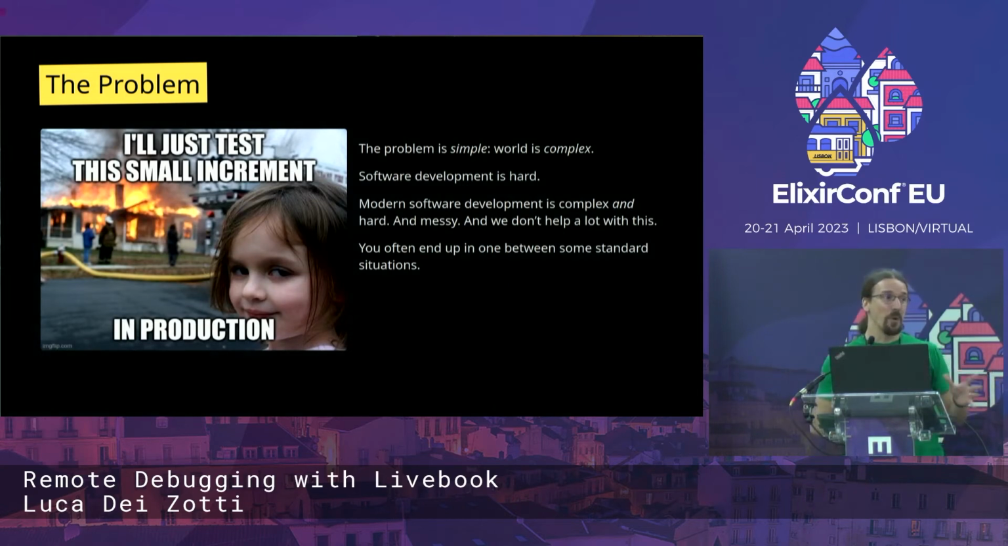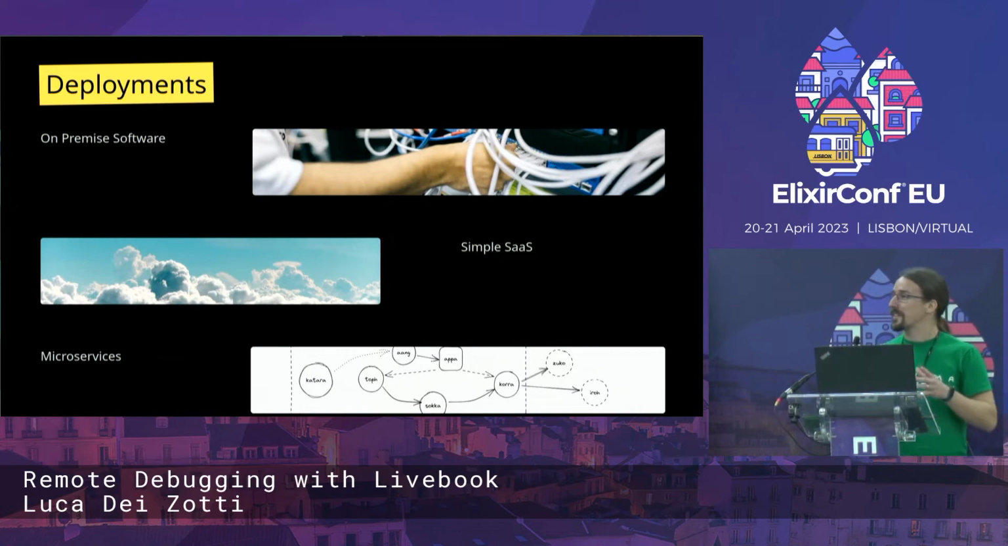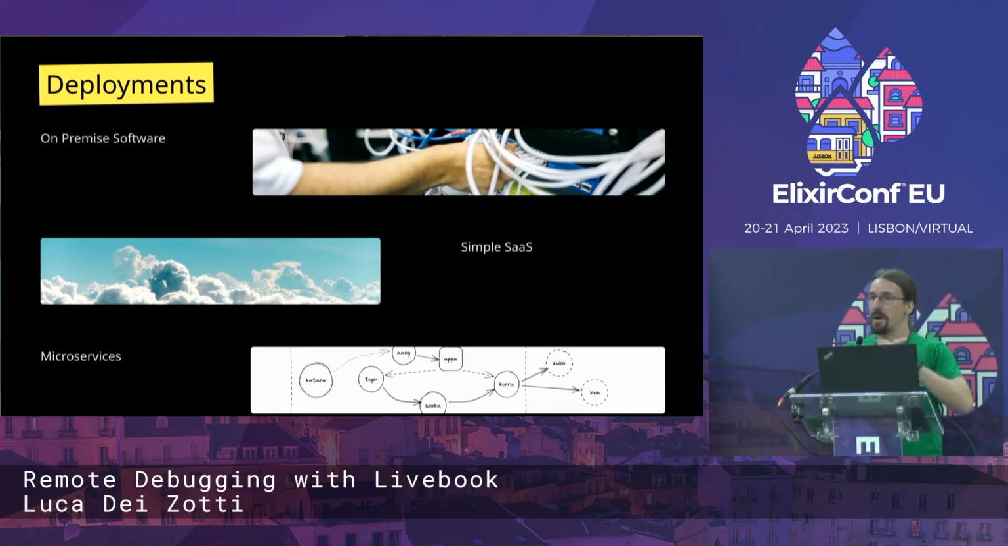The problem I want to explore is pretty simple, and it is our problem. I'm still a software developer. The world is complex, software development is a hard discipline, and we don't usually help much in making things simpler. So we write our software, we pack it in some way, and we usually end up in a couple of situations: we deploy our software on premises, we choose Fly.io or Heroku and deploy it as a SaaS, or we enter the microservices hell, Kubernetes and whatever.